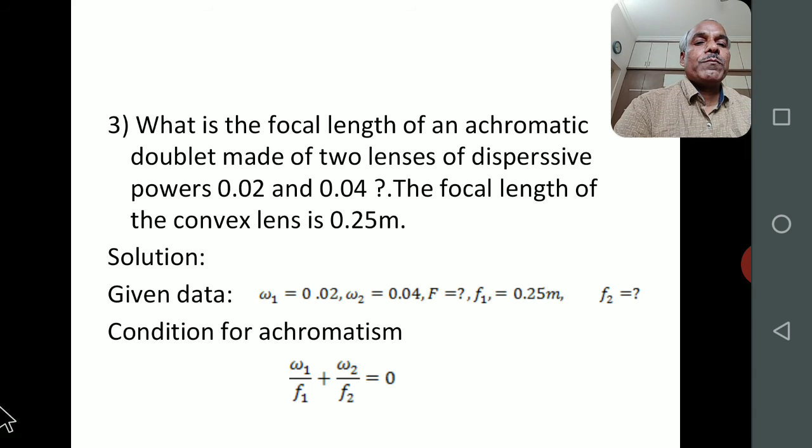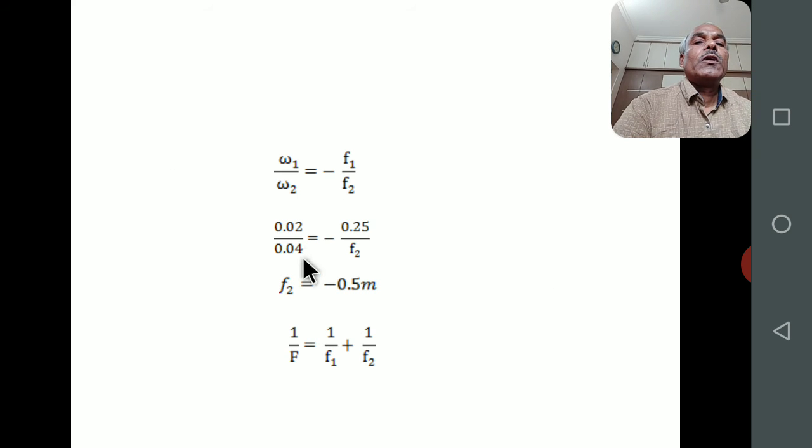Again, make use of the same equation, that is the condition for achromatism. Omega 1 by F1 plus omega 2 by F2 is equal to 0. Omega 1 by omega 2 is equal to minus F1 by F2. Substitute for omega 1, omega 2 and F1. On simplification, you will get F2 is equal to minus 0.5 meters.